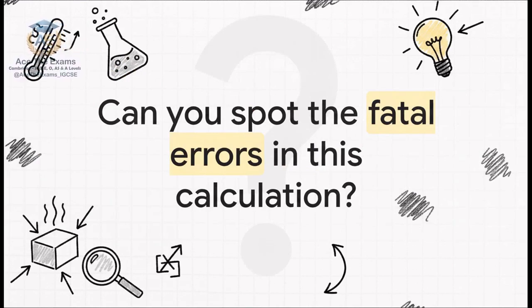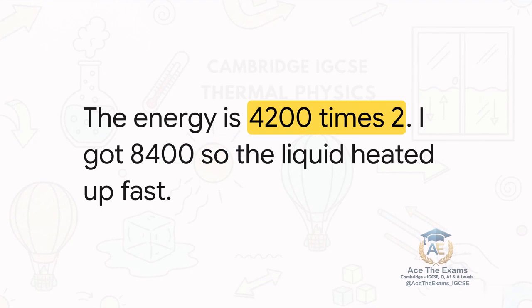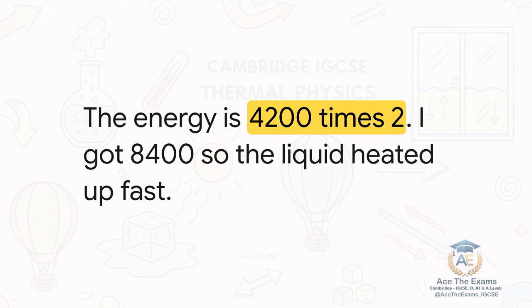I'm going to show you a completely typical student answer for a specific heat capacity question. I want you to literally pause and see if you can spot the fatal errors before I point them out. This is a high-stakes moment. Look really closely at both the numbers and the words. Are you ready? All right, here's our patient on the operating table. The student wrote, the energy is 4200 times 2. I got 8400, so the liquid heated up fast.